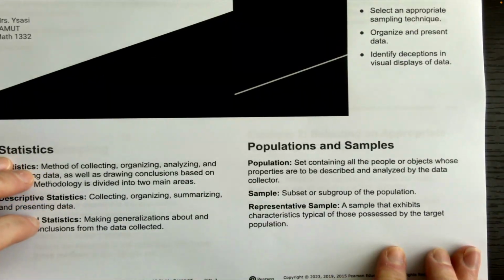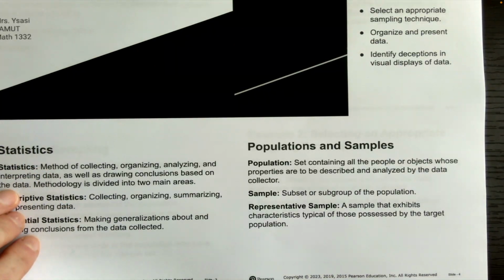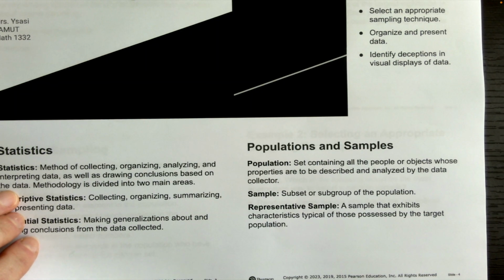Populations and samples. Population: a set containing all the people or objects whose properties are to be described and analyzed by the data. Sample: a subset or subgroup of the population.